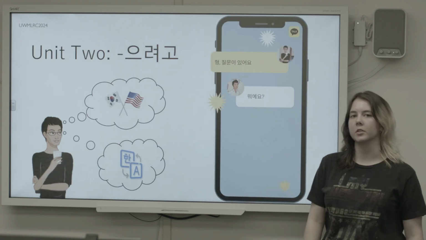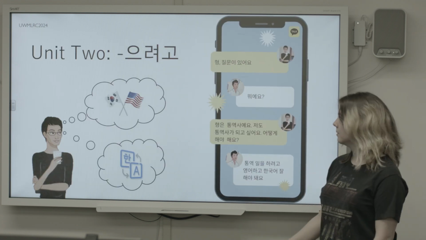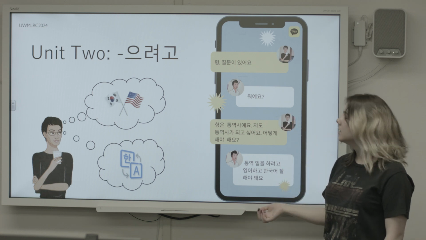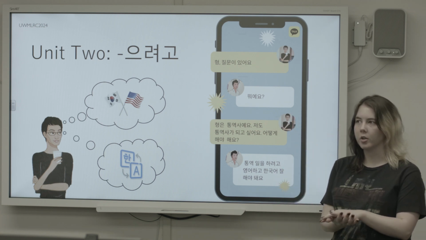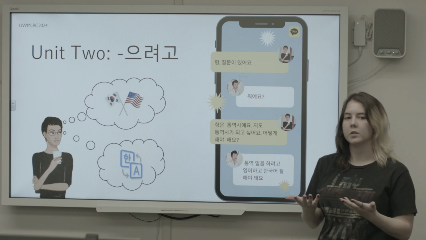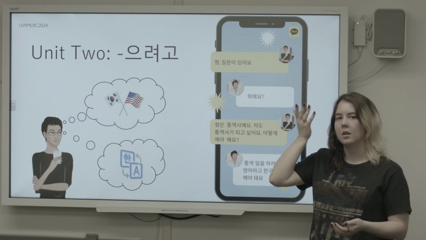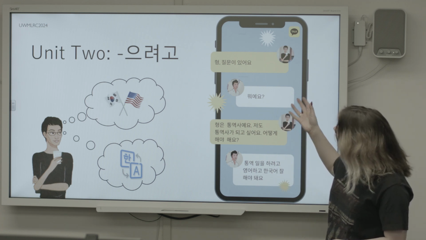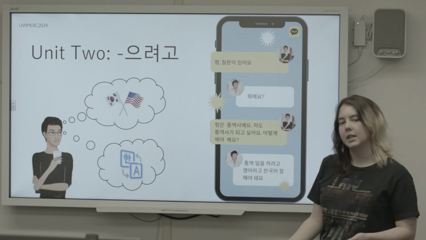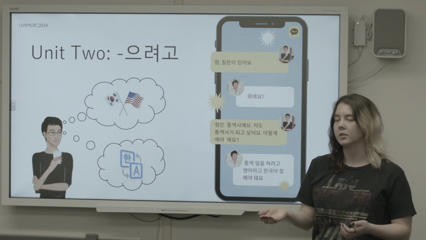형, 질문이 있어요. 형, I have a question. 뭐예요? 형은 동역사예요. Here, 형 is a term that men or boys will use to address an older male, and even if they're not biologically related, it translates to as older brother.